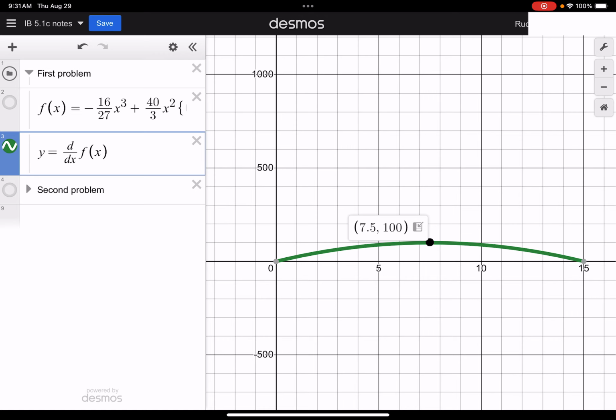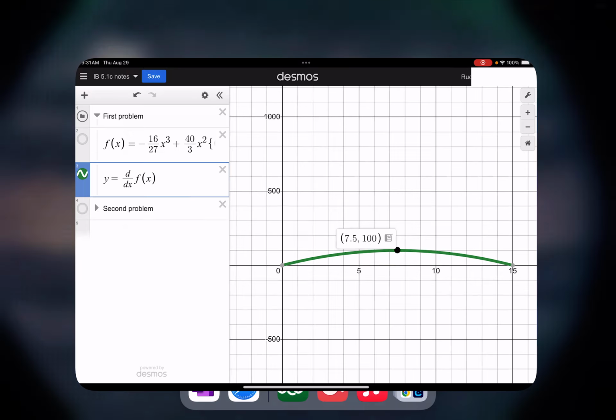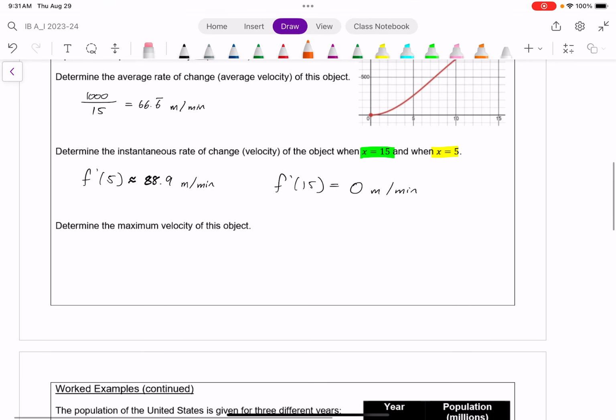And so how to graph this derivative is dependent on your GDC. Just keep in mind, quite often you'll want to change the scales of your y-axis. In this case, if I look at my original function, my function goes from 0 to 1,000 on the y. If I look at my derivative, it only goes from 0 to 100. In this case, I could still see what I need, but quite often you want to change your y max so that you can actually see the function clearly. And so to answer this, the maximum velocity was 100 meters per minute when x equaled 7.5 minutes.